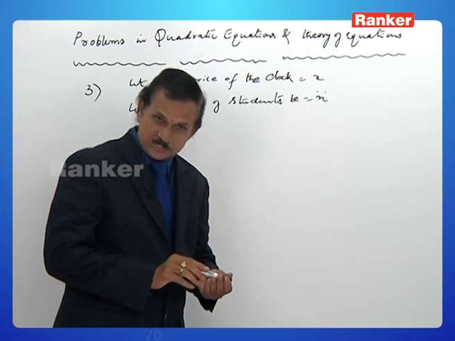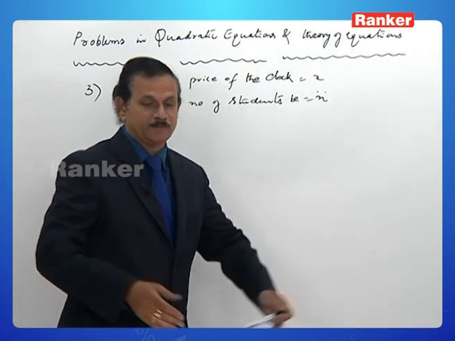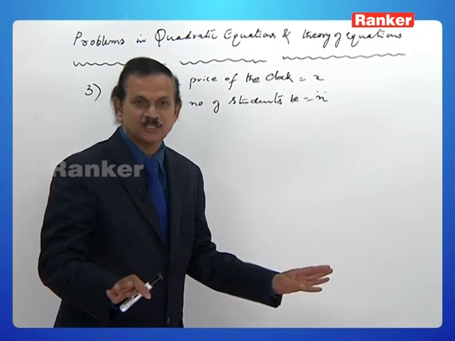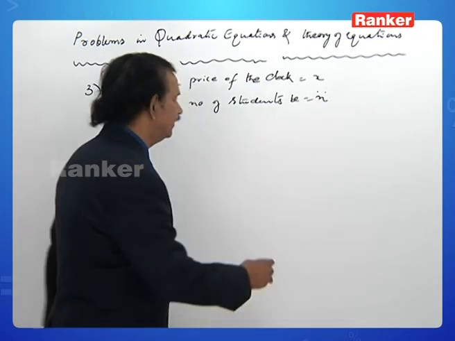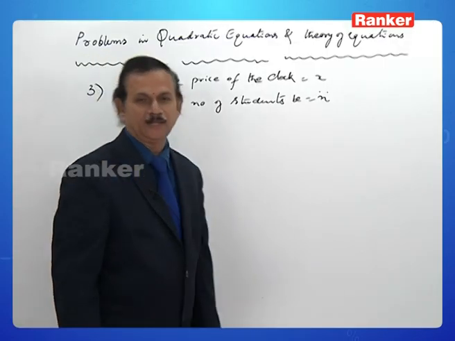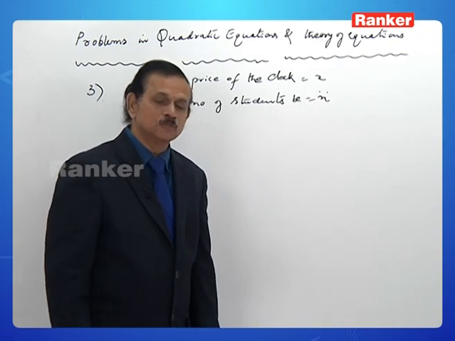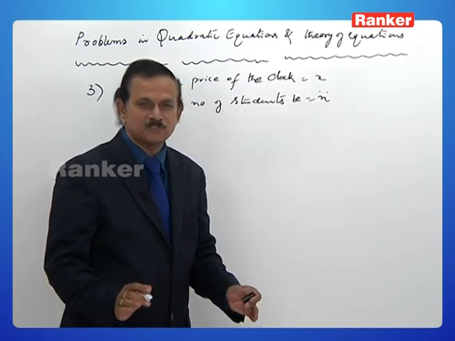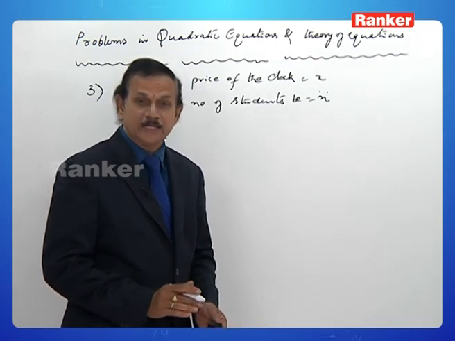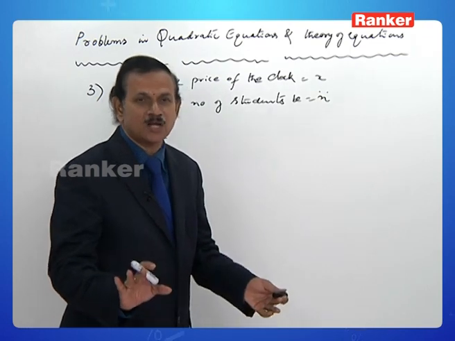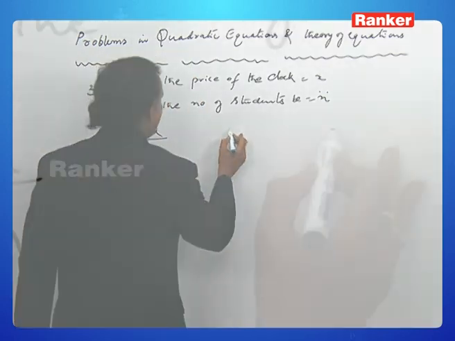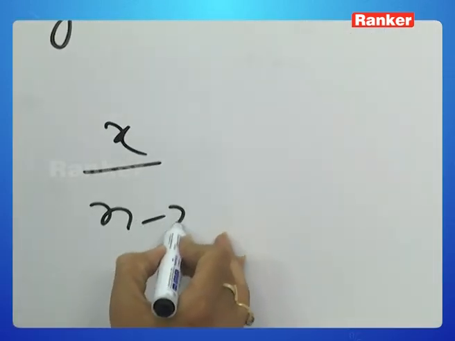Price of the clock is x. In the beginning, number of students is n. They would like to share the total cost. So what is the earlier plan? X by n. Later on, two of the students backed out of the decision. Therefore, only n minus 2 students are to share the total cost. Then x by n minus 2.